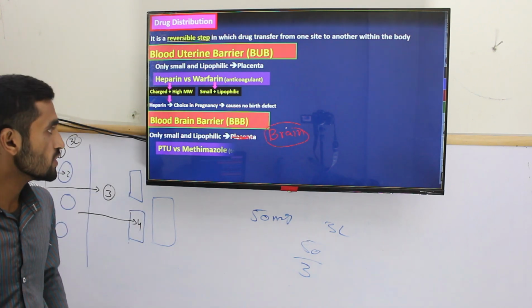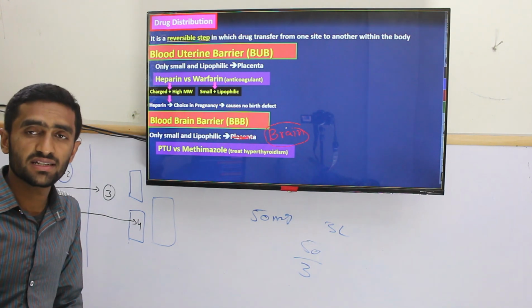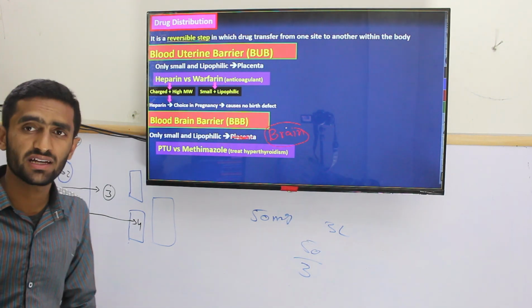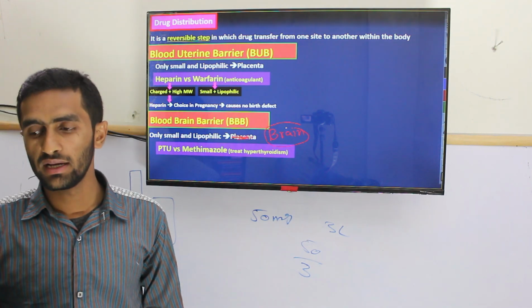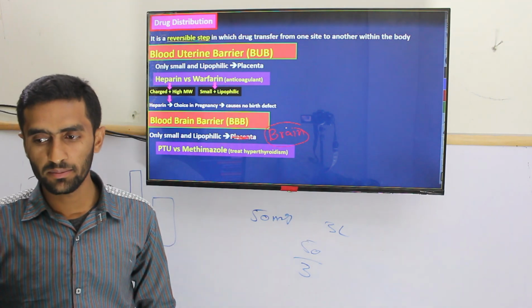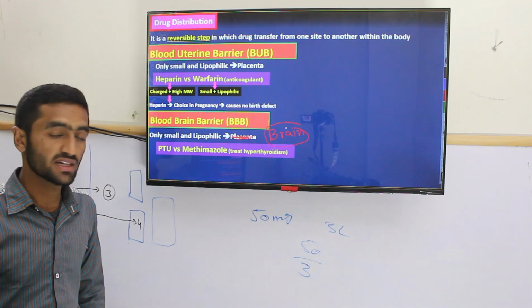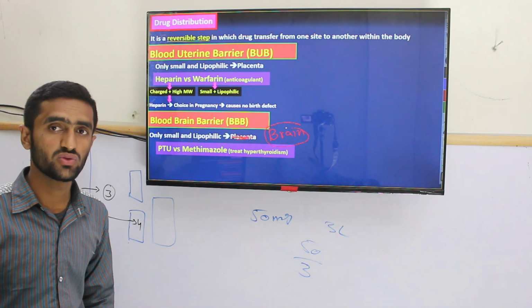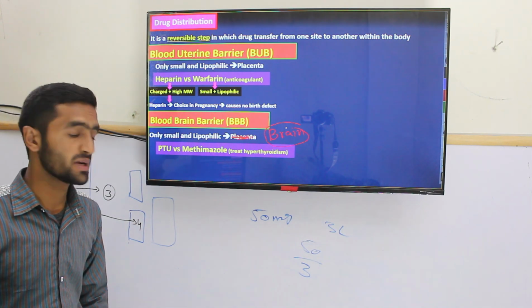Okay. So, for example, PTU and methimazole. What are these? These are for the hyperthyroid patient. If you want to give a drug to a pregnant woman who has hyperthyroidism, what should you give? PTU or methimazole?